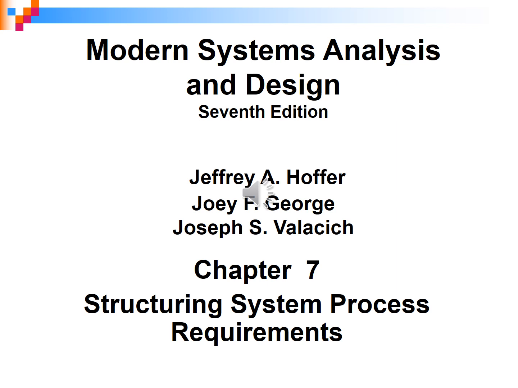Chapter 7. Chapter 7 is structuring system requirements. So far we've done the following. In chapter 1 we talked about the introduction: what is a system analyst, what is an information system, what is the SDLC, and all the phases of the SDLC, the system development life cycle: identification, selection, initiation, planning, analysis, design, and implementation.